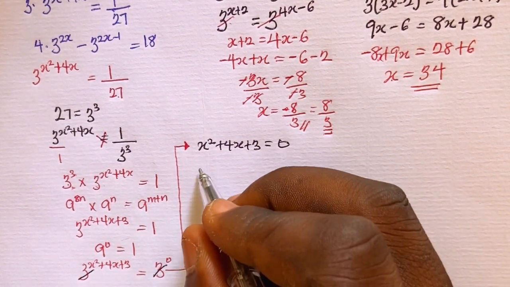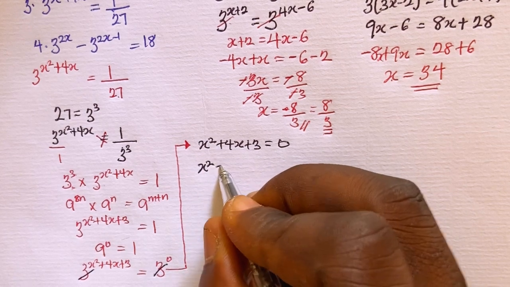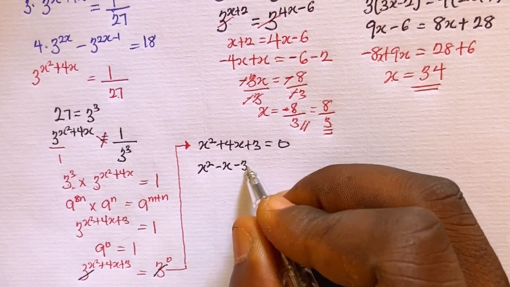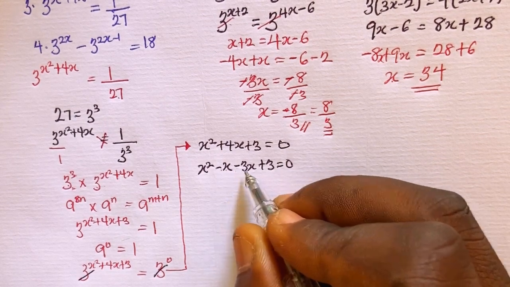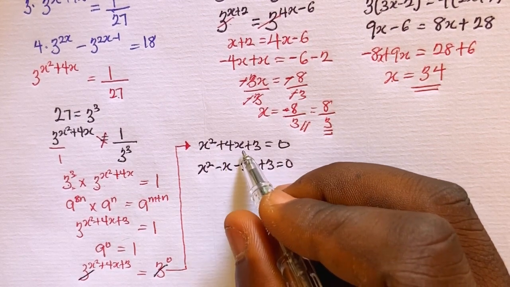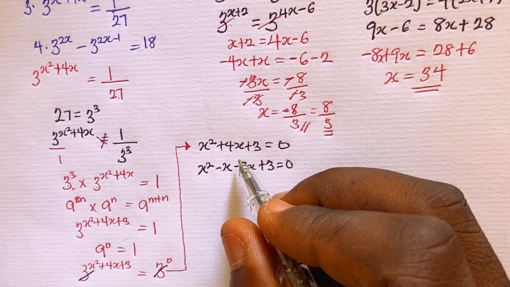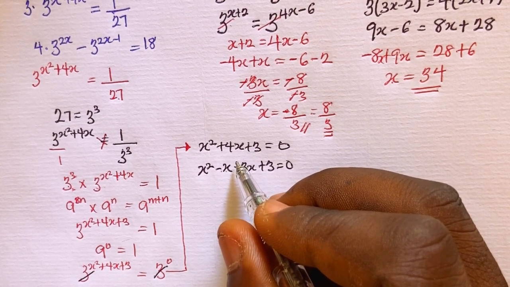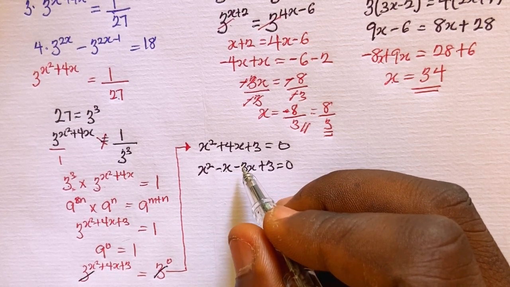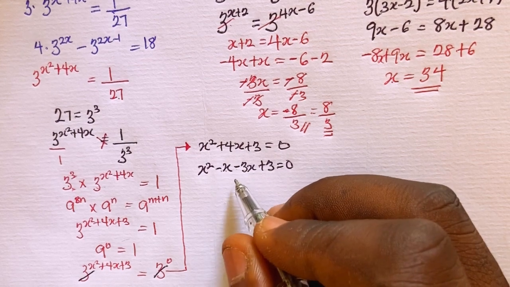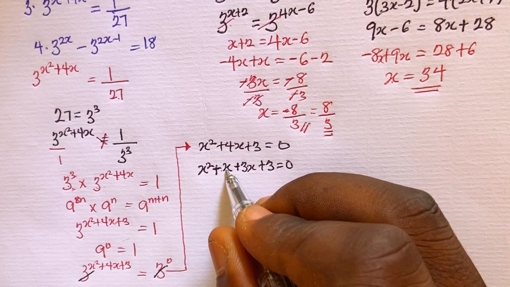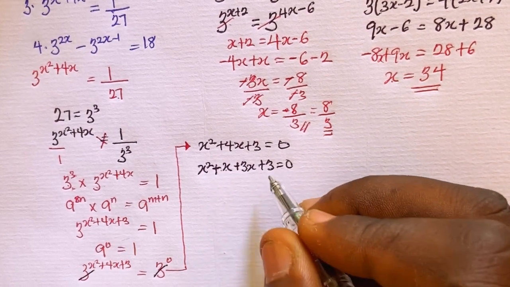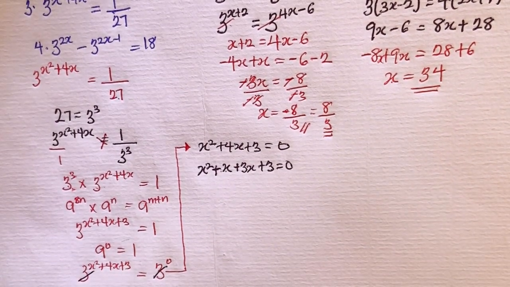So what I'm going to do is have x squared minus x minus 3x plus 3 equals 0, since minus x minus 3x is minus 4x, right? So I think I can just say, instead of bringing minus here, I can have both to be plus. I can have both to be plus, and both multiplied by each other still give us 3. I can have it to be plus. So now let's just go.